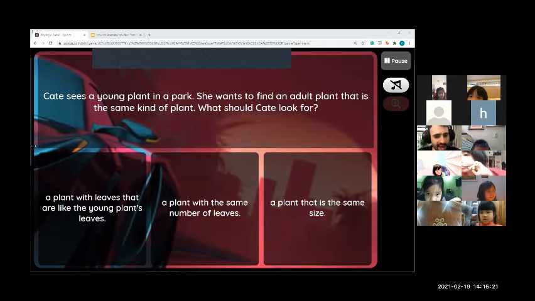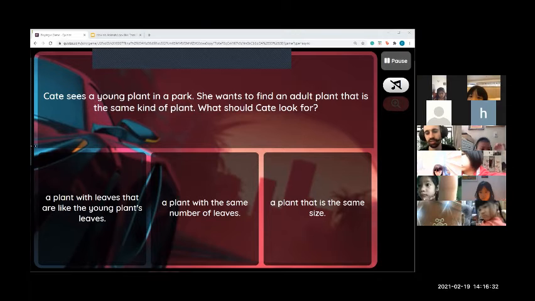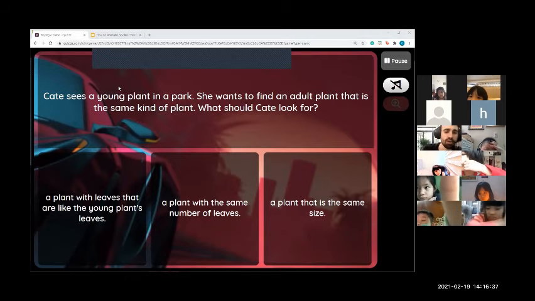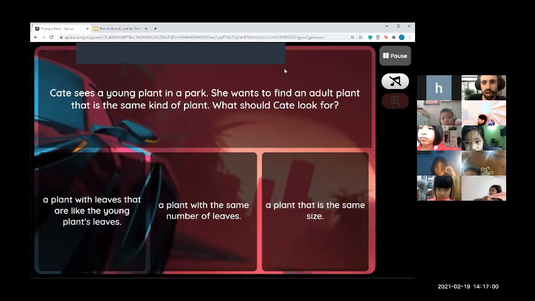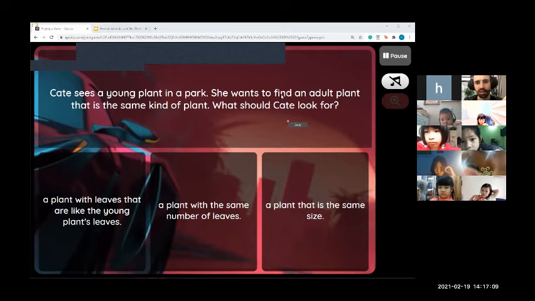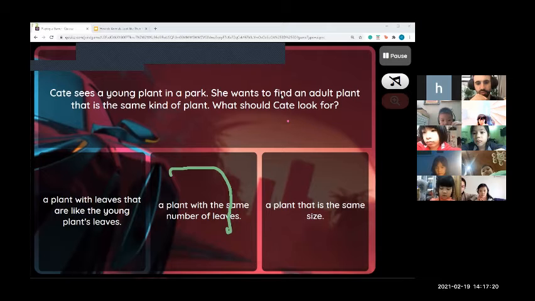Should we do A, a plant with leaves that are like the young plant's leaves? So should we look for a plant with leaves that are like the young plant's leaves? B, a plant with the same number of leaves? Or C, a plant that is the same size? Okay, you can circle. In 3, 2, 1, circle. Circle the answer you want me to choose. We've already gotten one wrong. Let's see if we can make it better. Circle the correct answer.